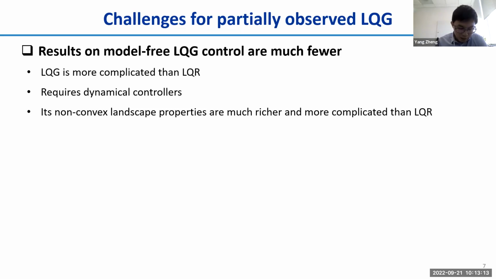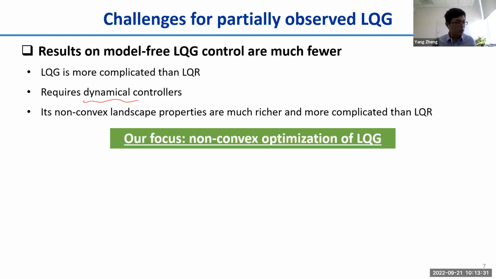Probably the reason is that LQG is more complicated than LQR. So first of all, we need to use a dynamic controller. We cannot just use state feedback. State feedback is not sufficient to get good performance. And its non-convex landscape properties are much more complicated than LQR. And so in this talk, I'm going to focus on non-convex optimization for LQG.